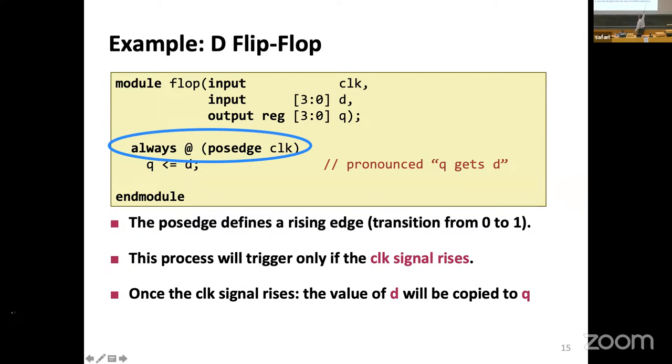So, first of all, the posedge defines a rising edge. It's a transition from 0 to 1. The process will only trigger if the clock signal rises. This means that Q is not always equal to D. Q is only going to be equal to D the moment there is a posedge. So this is what this construct is trying to tell us. Is this good so far? Boring, but good. Okay.